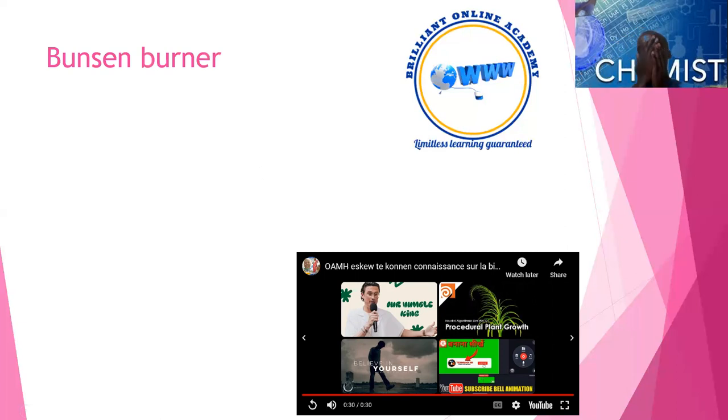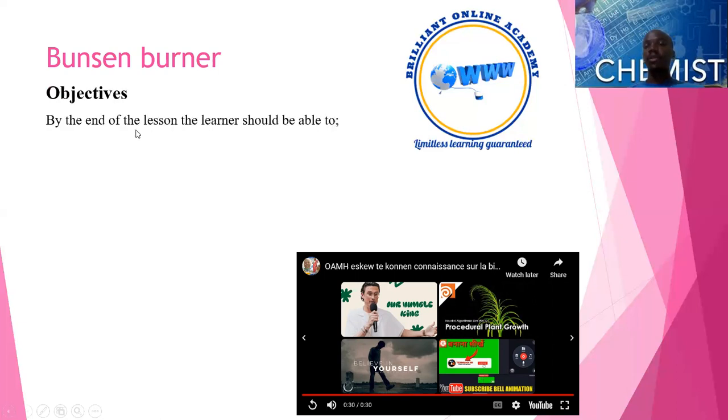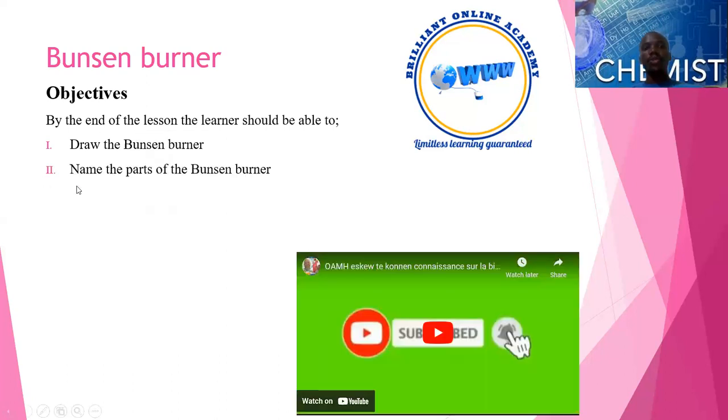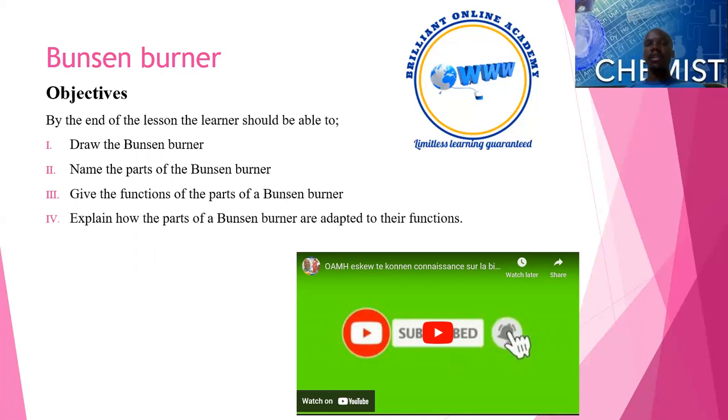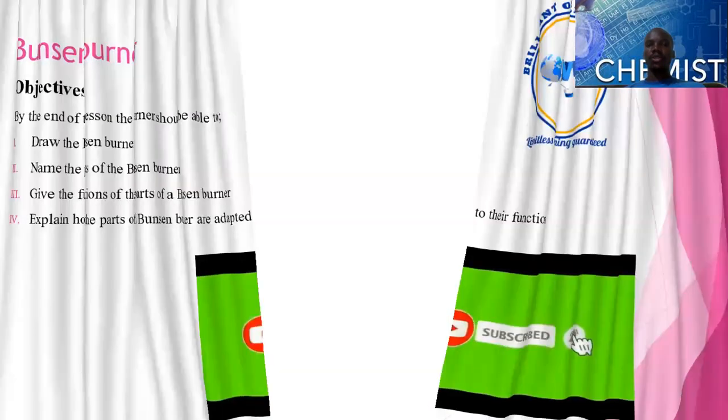So today I've said we are going to talk about the Bunsen burner. By the end of the lesson, you should be able to achieve the following objectives. One, you should be able to draw and label a Bunsen burner. You should also be able to name the parts of the Bunsen burner, give the functions of the parts, and explain the parts of a Bunsen burner and state how they are adapted to their functions. Very good. So let us begin the Bunsen burner.